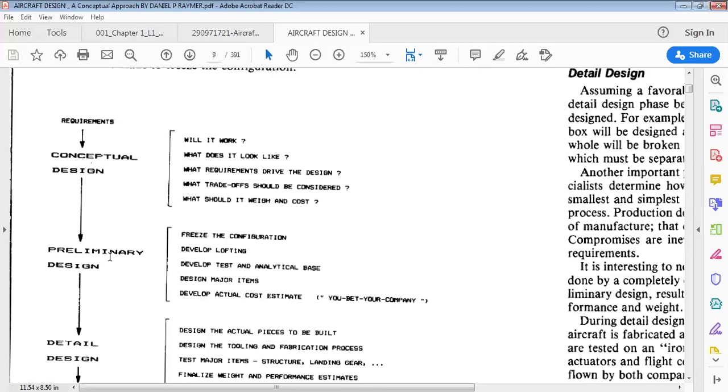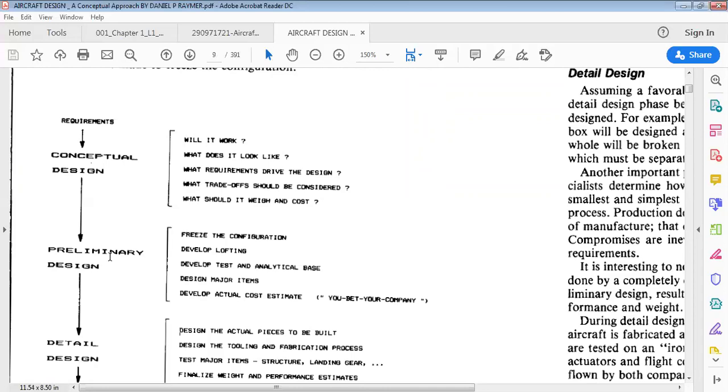If you are doing trade-off studies, or considering what the weight of it should be, each and everything will be considered there itself in the conceptual design. Once it comes to the preliminary design, we'll freeze that configuration. Okay, my aircraft will look like this. So I am freezing that configuration. It has a twin tail or twin engines, this type of landing gear, it looks completely fine. My aircraft is looking like this. So that is called freezing the configuration.